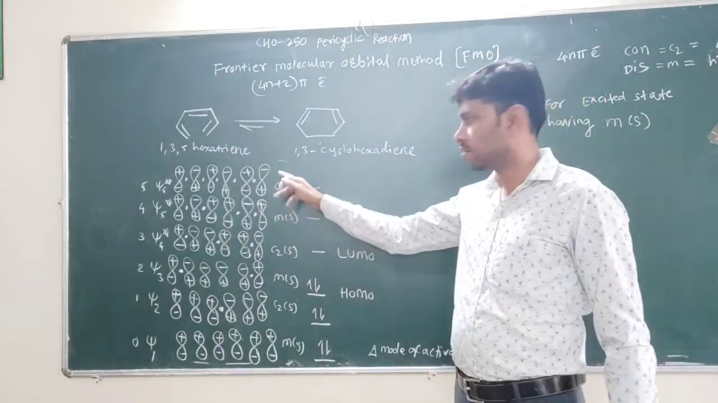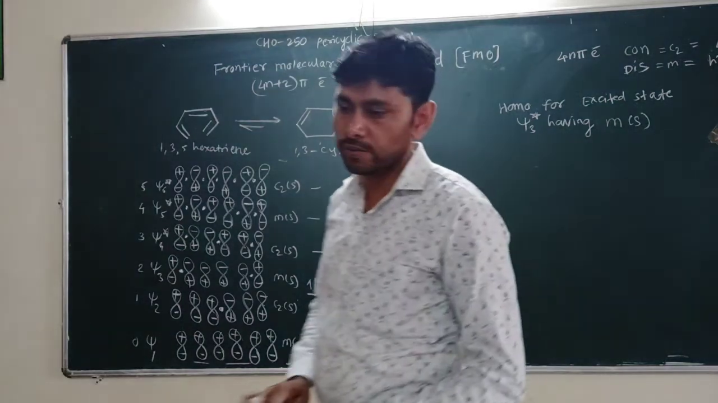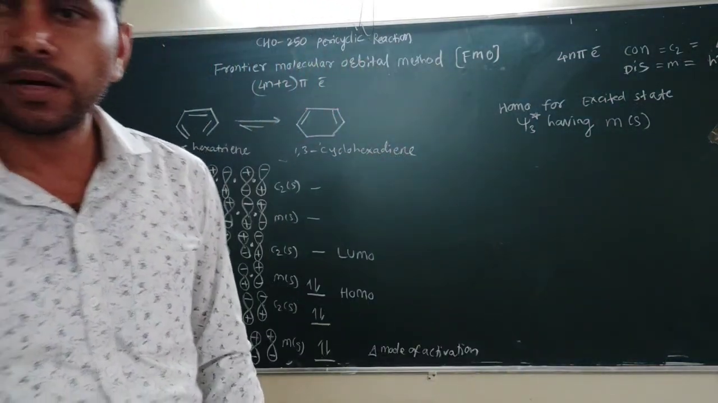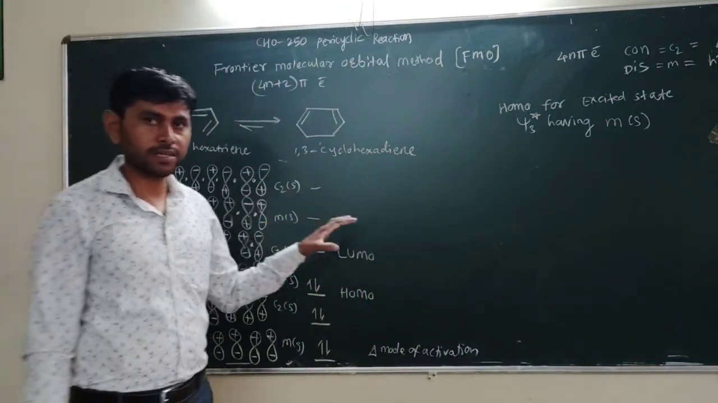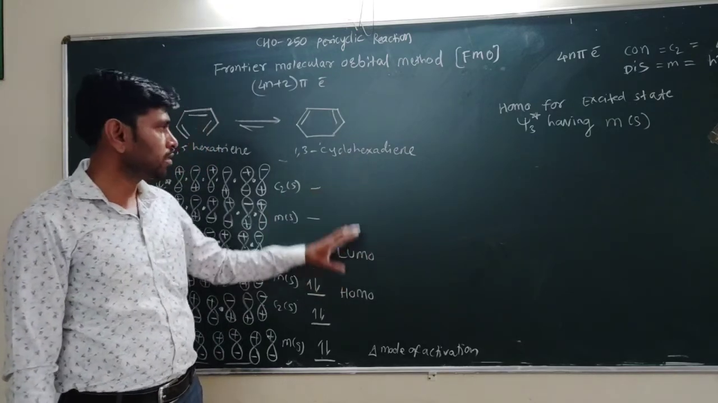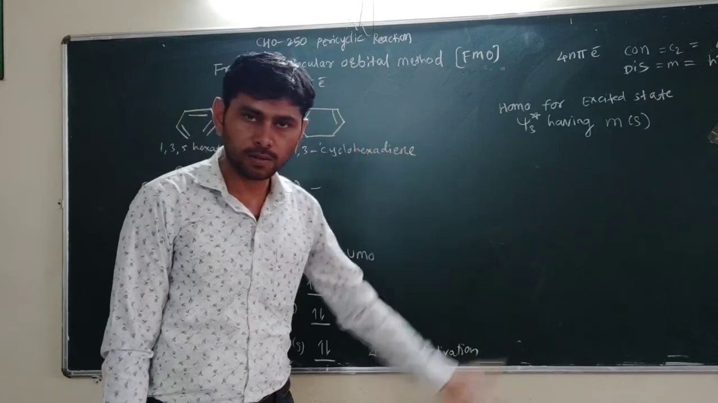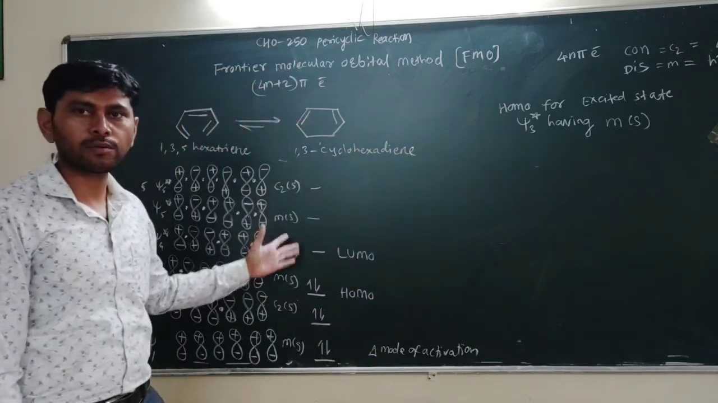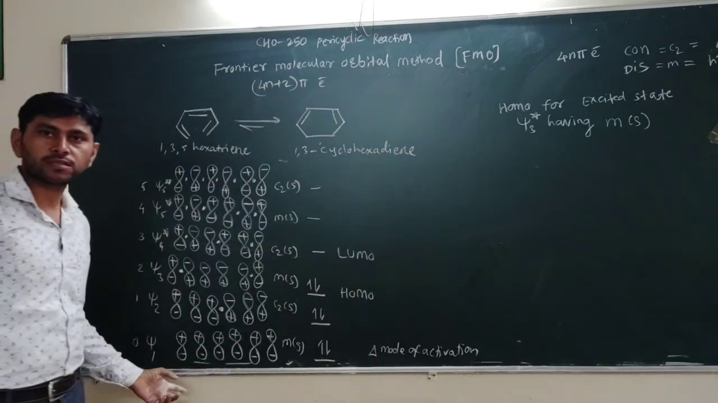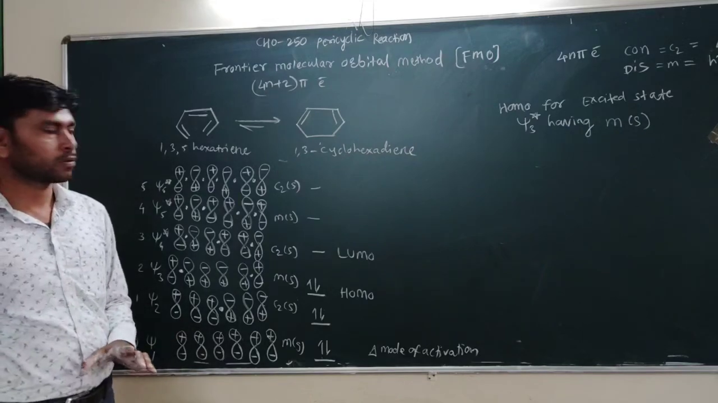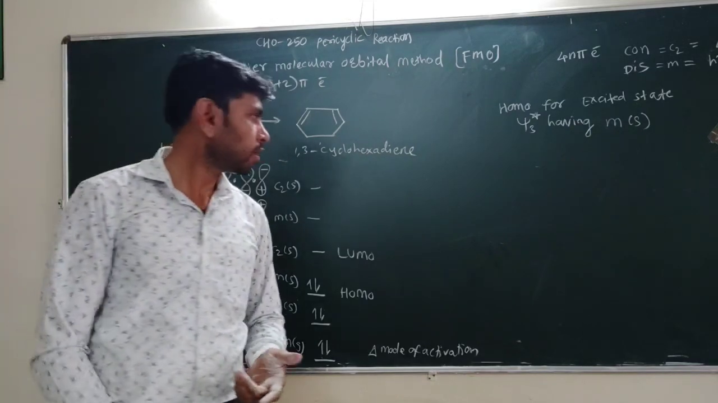Up to this point, practice for orbital drawing is important. If you draw the orbitals and are able to assign the symmetries properly, then it is easy to analyze the reaction by either the correlation diagram or the frontier molecular orbital method. So practice of drawing the molecular orbitals is important. Okay, thank you. Next we will continue in another lecture.